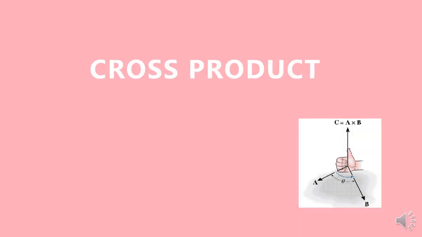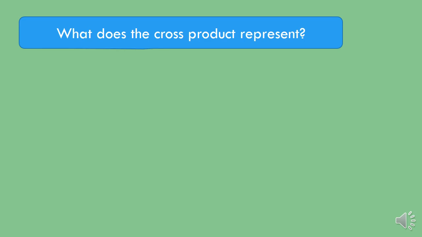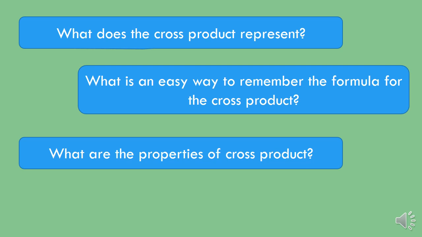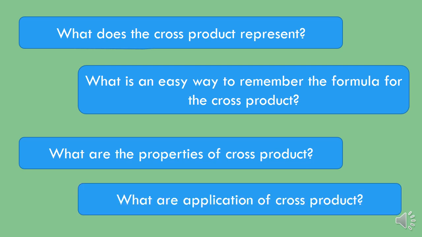So this is the last part about vector, another operation of vector, the one that we call cross product. Okay, so in this lesson, we will learn about what the cross product represents, what is an easy way to remember the formula for the cross product, what the properties of cross product are, and the application of cross product. Okay.